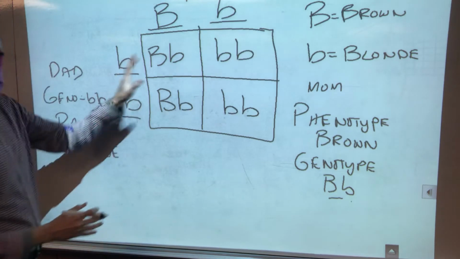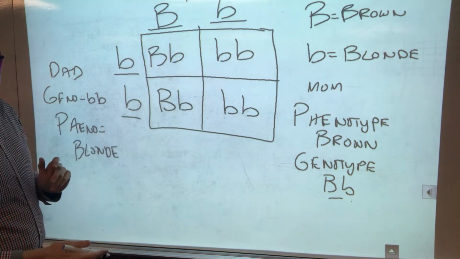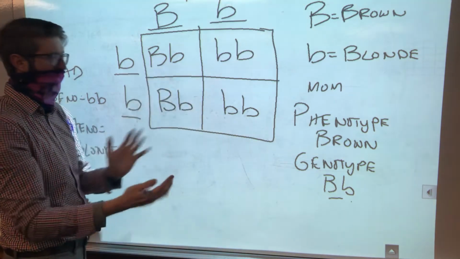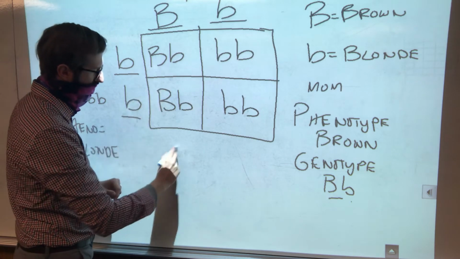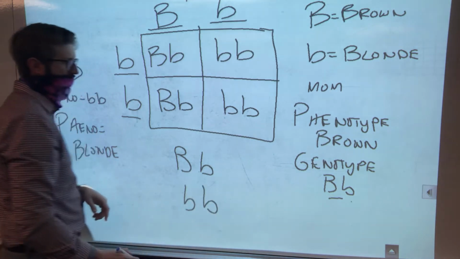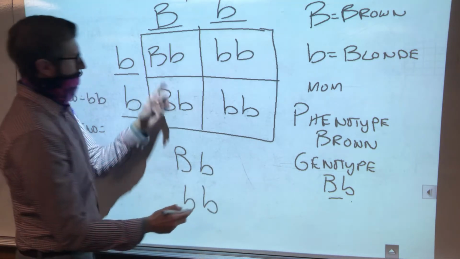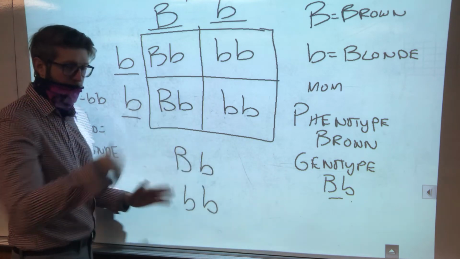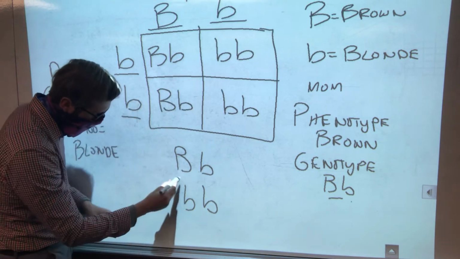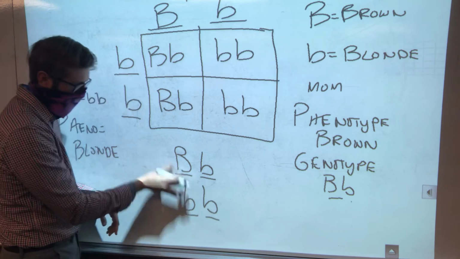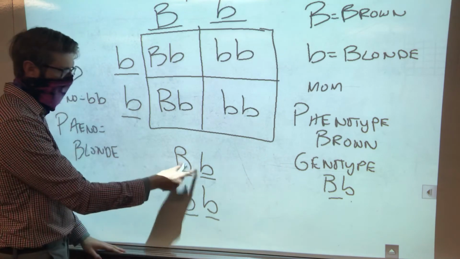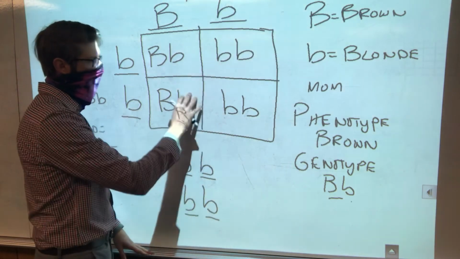these. So how many different possible outcomes do we have here? We have two, right? There's 4 squares, yes, but there's only 2 different letter combinations. We have big B, little b, and we have little b, little b. Now, let me back up. This tells you what the possibilities are for the kids. So the kids could be either this or this. But that doesn't tell you the likelihood. It doesn't tell you how likely they are to be that or that. To do that, you count the squares.